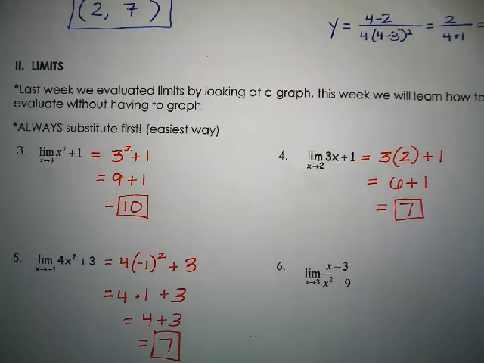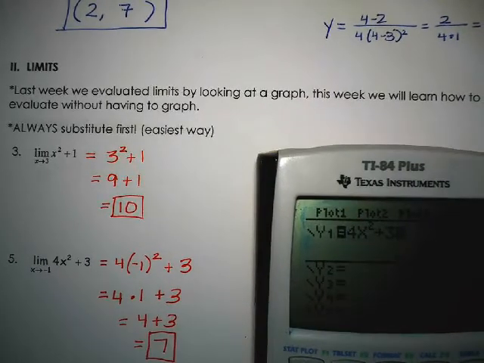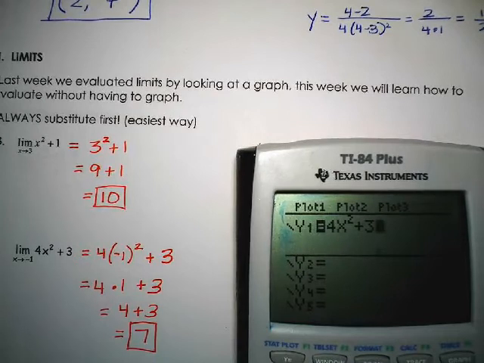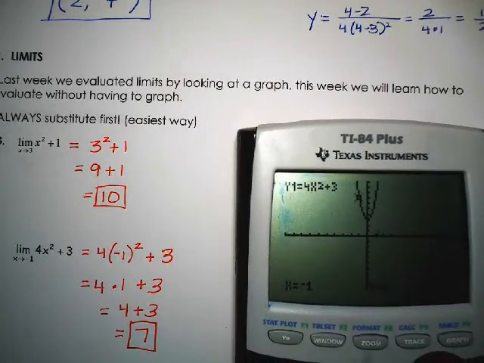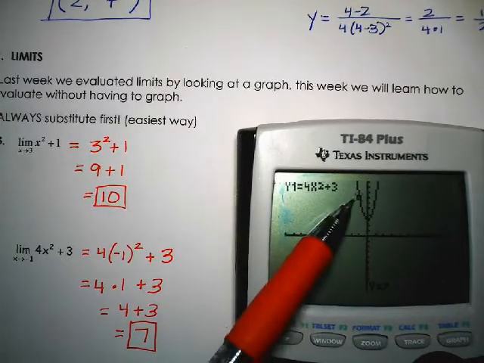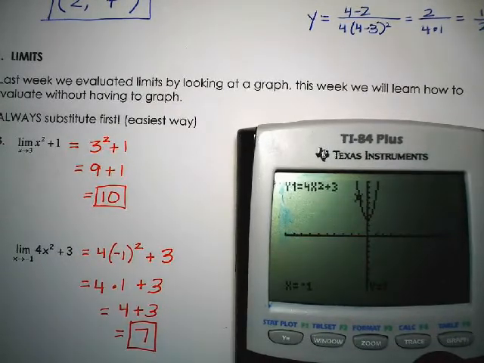I want to show you what this would look like in the calculator. If I went into my calculator and put in this function, 4x squared plus 3, and hit graph, I'm going to see a parabola. If I'm trying to find the limit as x approaches -1, if I hit trace and typed in -1, I better get a y value of 7 because there's not a hole in this graph. Sure enough, when x is -1, the y value is 7. And remember, the limit is just what the y value is getting really, really close to.